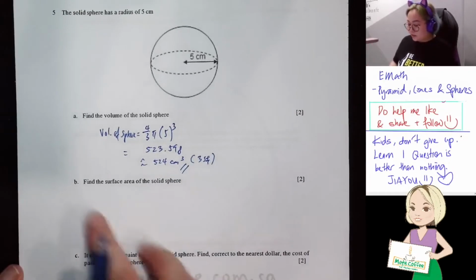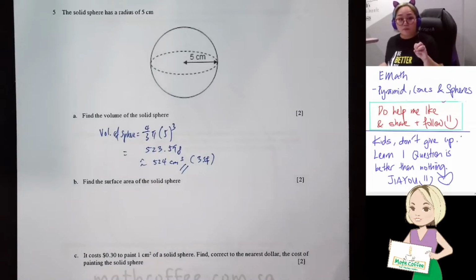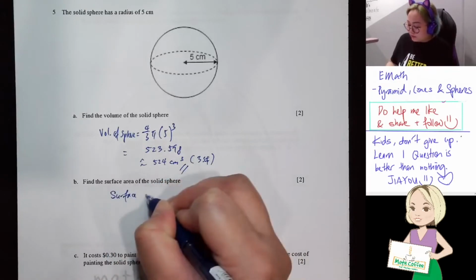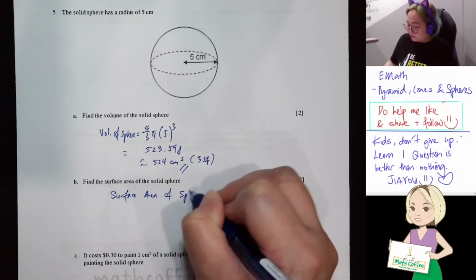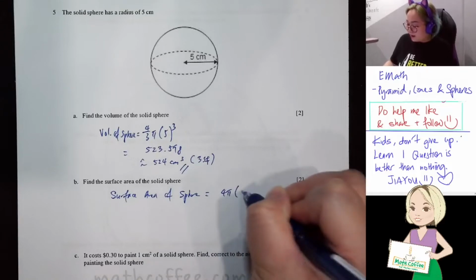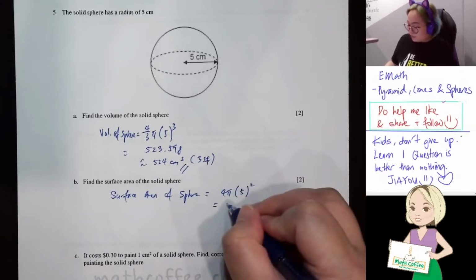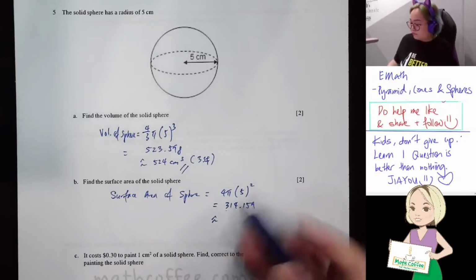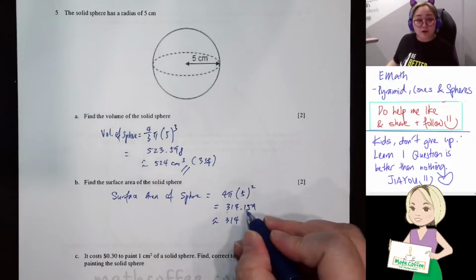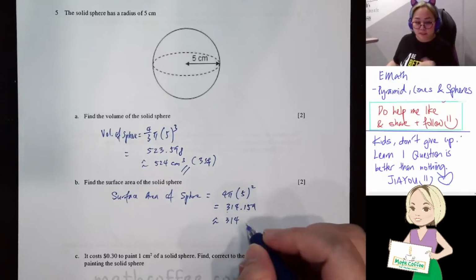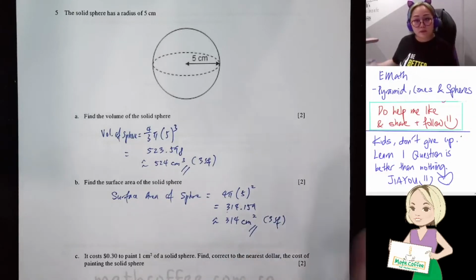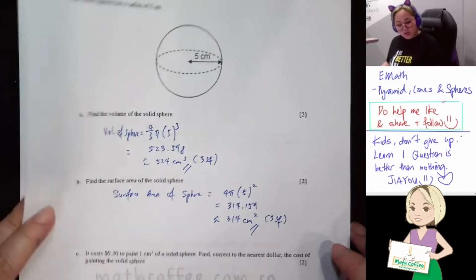Okay, done. Easy. Next, surface area of a sphere. Again, good news. Surface area of a full sphere is given, which is 4 pi r squared. So you will say, okay, surface area of sphere equals 4 pi r squared. If you press the calculator, 314.159, round it off to 3SF, 314. The 1 means keep the same, the 4 remains the same. So it becomes 314 cm squared, 3SF. Tada! Still has a last step.